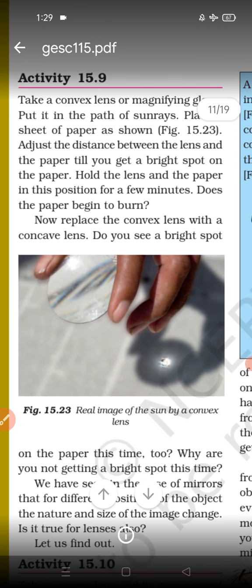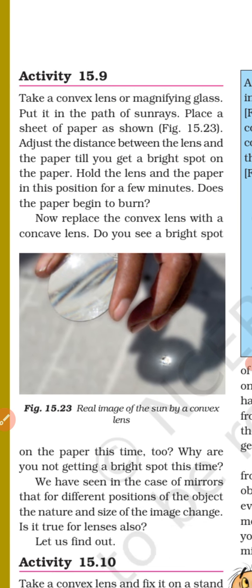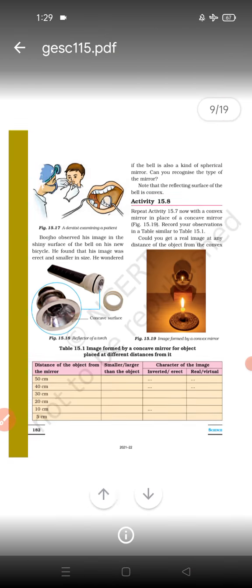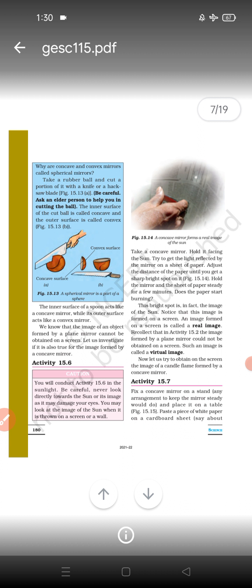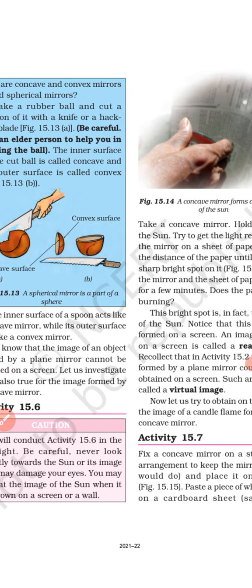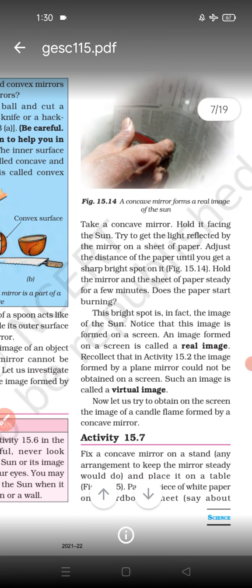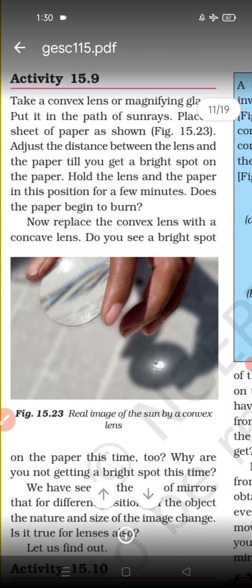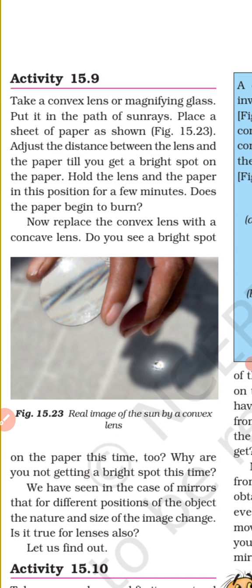Next, there is an activity on the next page, Activity 15.9. You have done this activity in the case of a concave mirror also, Activity 15.6, if you remember. But in Activity 15.9, you have to take a convex lens in place of the concave mirror.